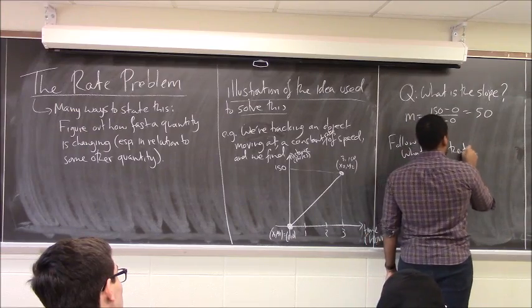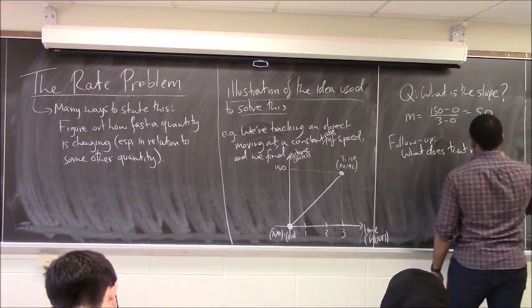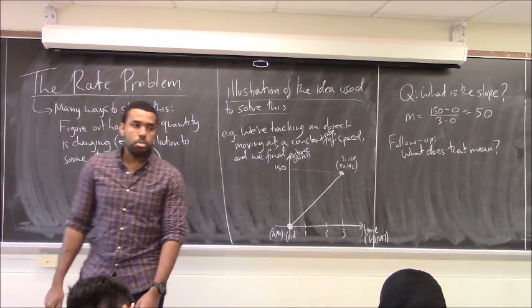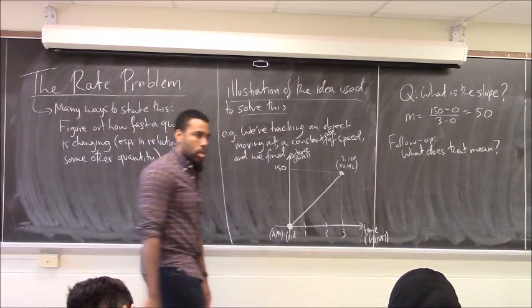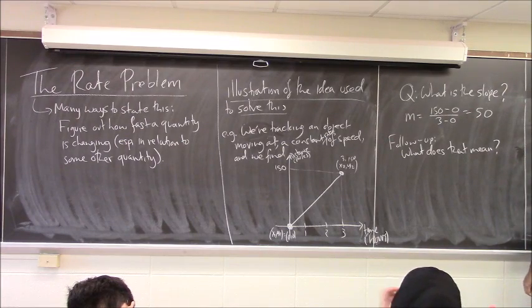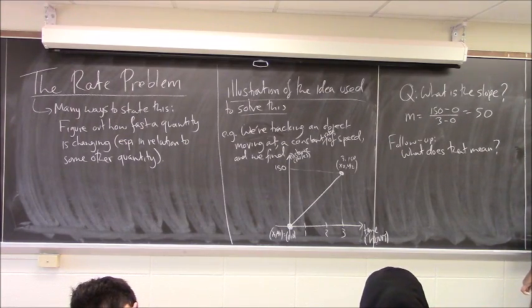What does that mean? What is that 50? How does it relate to the situation? That number 50, what is the importance of that quantity? Yes? The object was moving at a constant rate of 50 miles per hour. Right. The slope actually tells us how fast the object was moving.